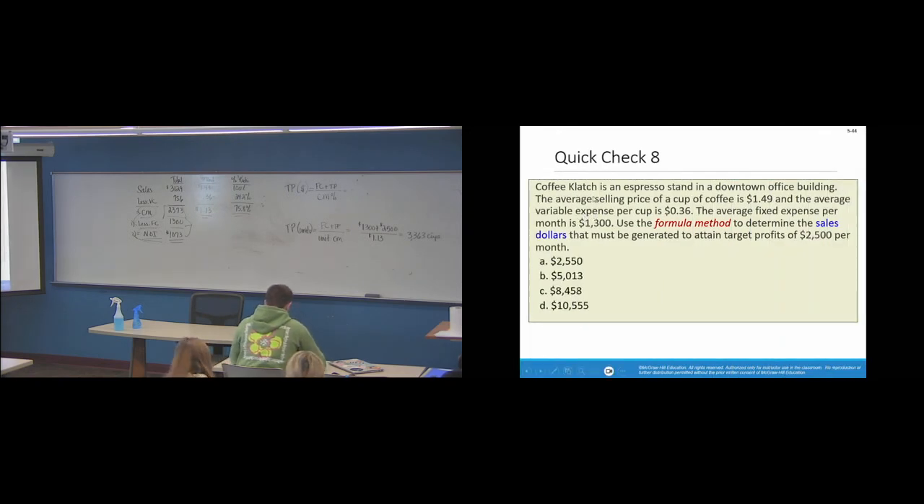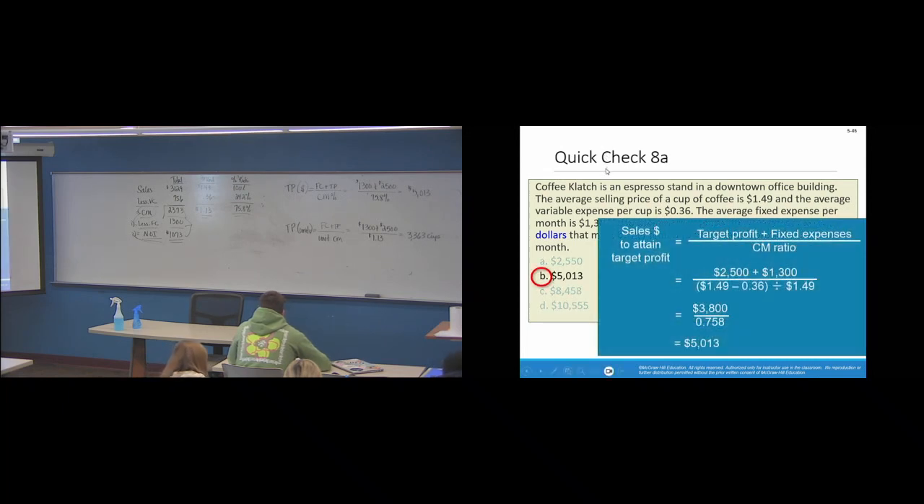How about sales dollars? The numerator stays the same. What am I dividing by this time? 75.8%. So how much coffee do you have to sell? 5,013. Yep. Sounds like a lot of coffee, huh? I think they need to raise their prices a little bit, $1.41. Any questions on that one?